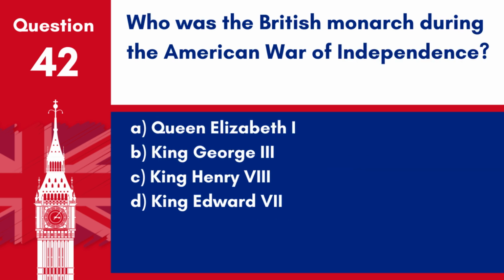Question 42. Who was the British monarch during the American War of Independence? A. Queen Elizabeth I. B. King George III. C. King Henry VIII. D. King Edward VII.